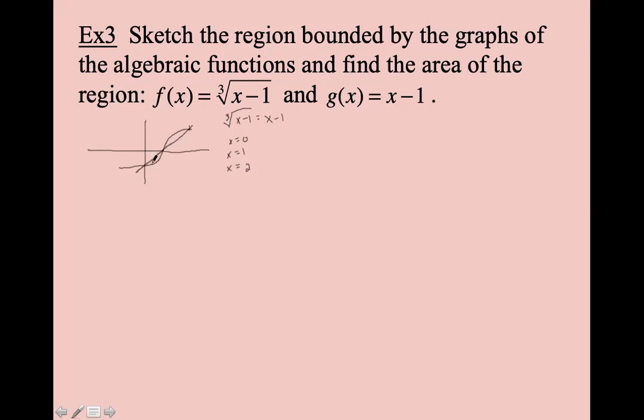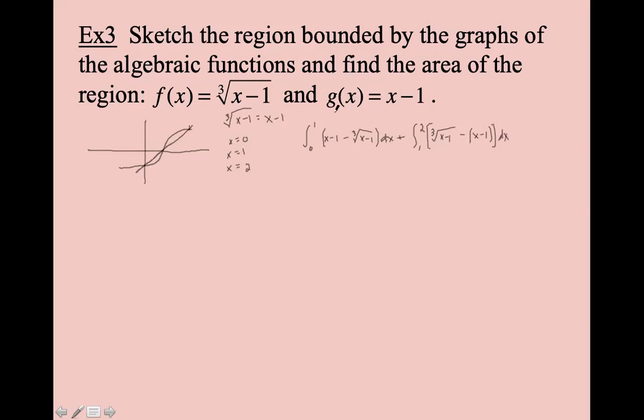All right, so our first region, I am starting at x equals 0, and I'm going to 1. And in this region, the linear function is on top. So I'm going to have x minus 1 minus the cube root function dx, plus, and to figure out the next area, it's the region from 1 to 2. And in this region, the cube root function lies on top. So the cube root of x minus 1, minus x minus 1. Be careful you don't miss your negative signs there.